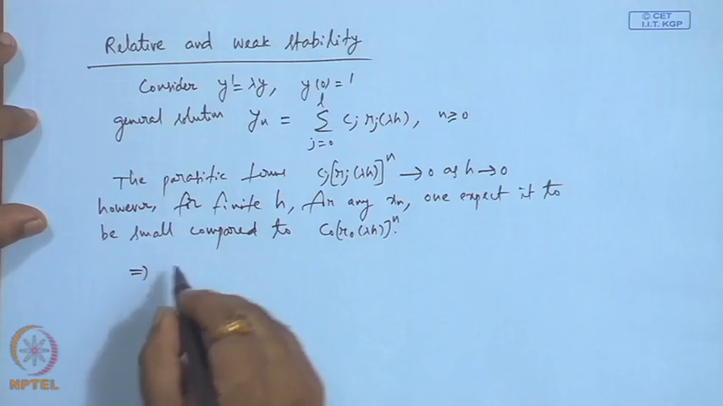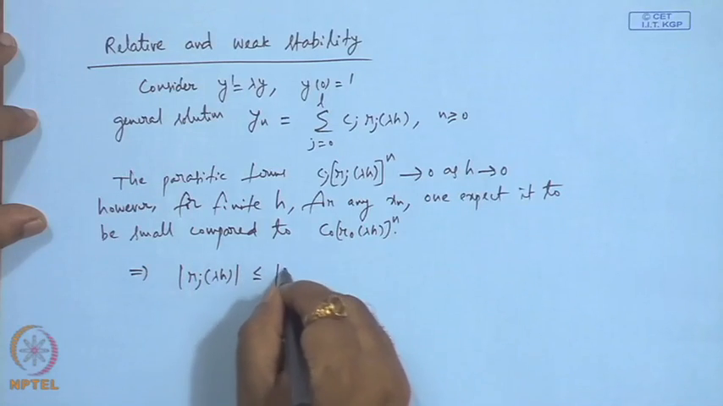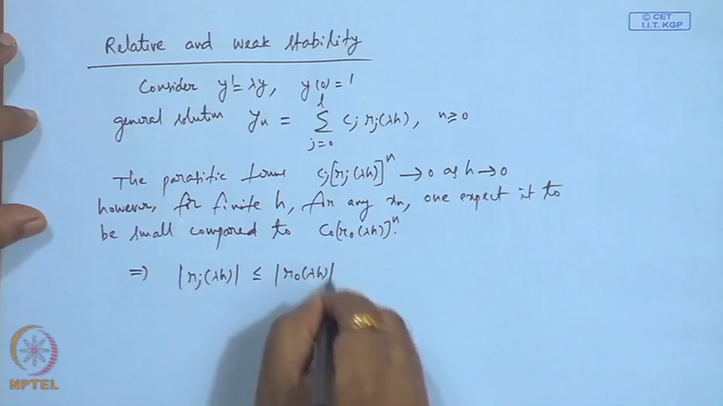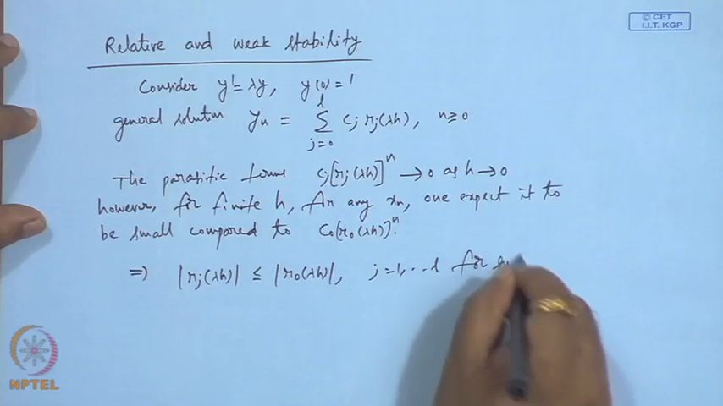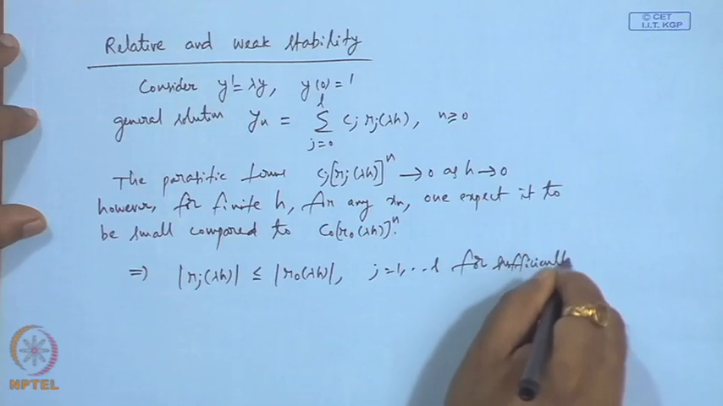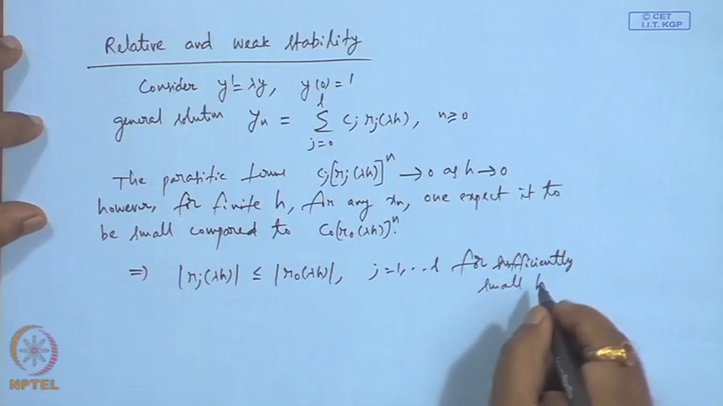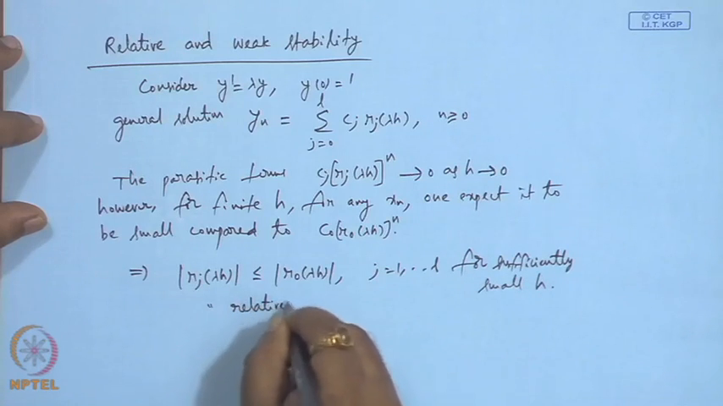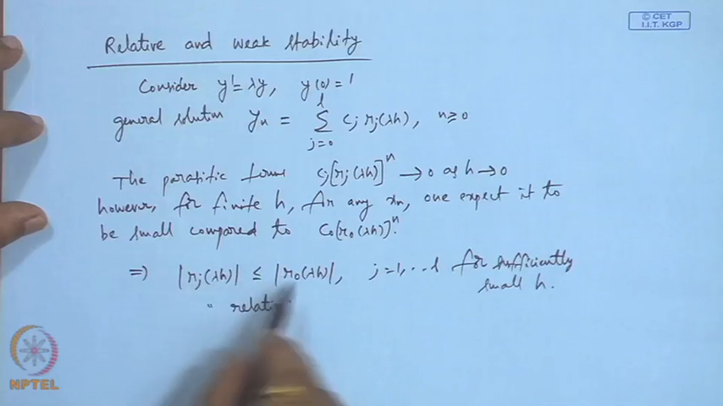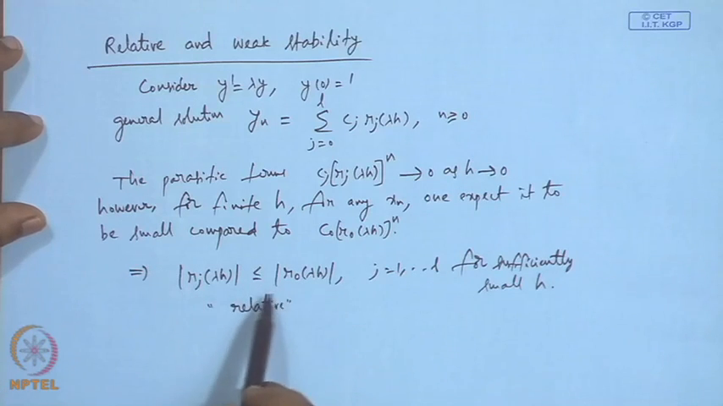So, this implies the parasitic term is small for sufficiently small h. So, this is relative, okay. It is a comparison, the parasitic terms with the exact. So, extraneous terms with the exact, okay, right.